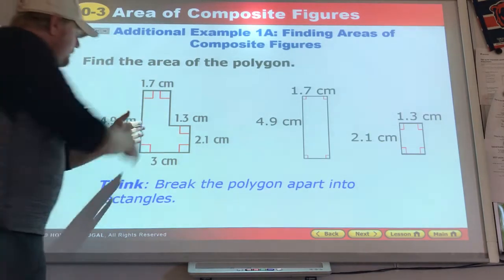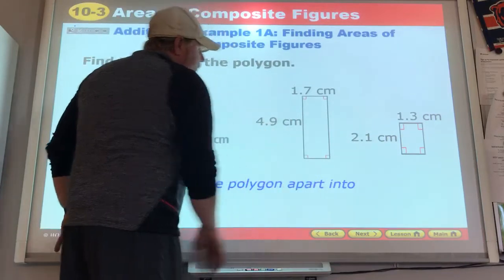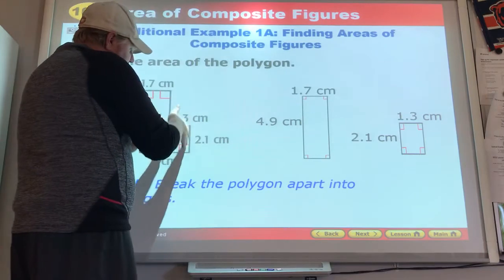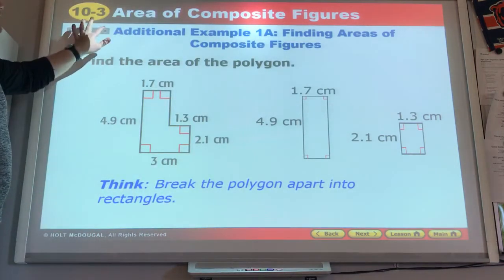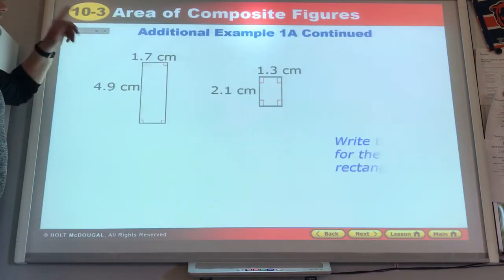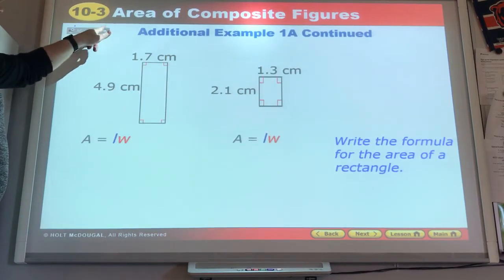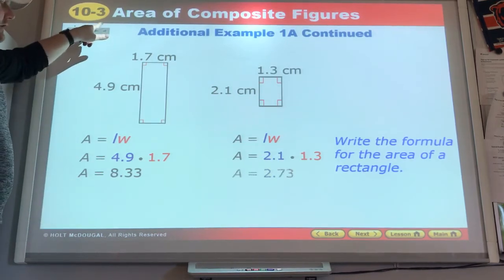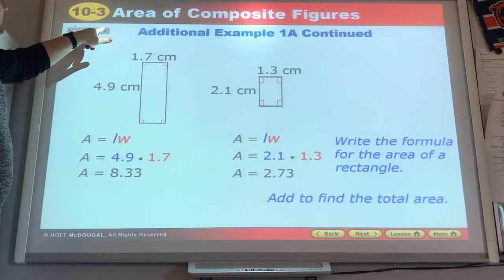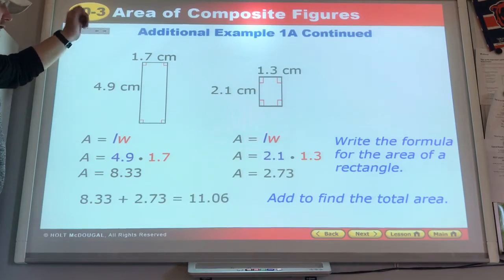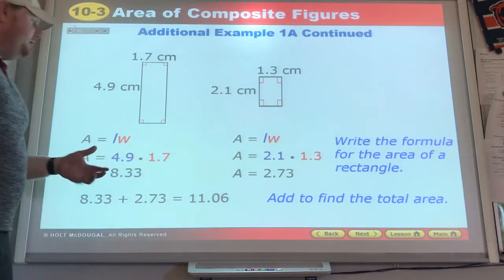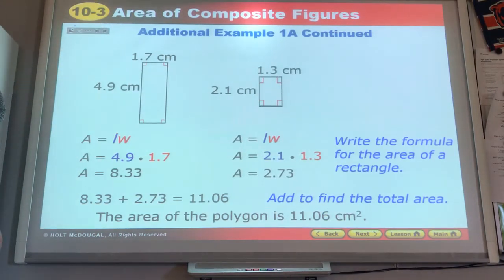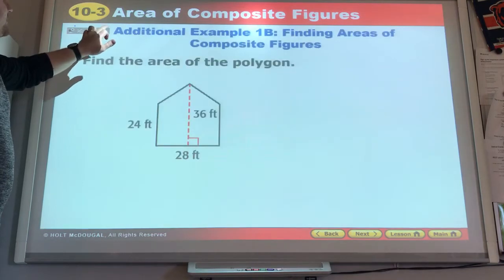They took and broke it apart. 1.7 by 4.9. Oh, that was that rectangle that was over here. 1.3 by 2.1. That's that rectangle that's right here. Now, we want to find the area of each. So how do we do that? Length times width. Wonderful. 8.33. Good. Our math was good. 2.73, I think our math was good. All right, we add those together. 11.06 for the whole figure, because remember those were shoved together.